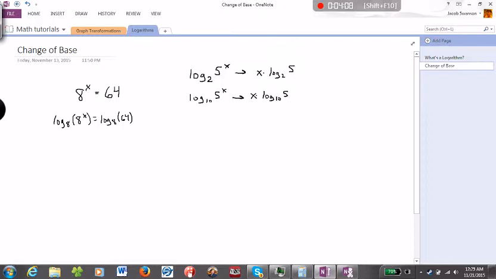The next step is that since we took the log of 8 to the x power, we can pull down the x and put it out front as a coefficient. So this becomes x times the log base 8 of 8 is equal to the log base 8 of 64. Whenever the base and the argument are equal, the logarithm equals 1. So this equals 1.